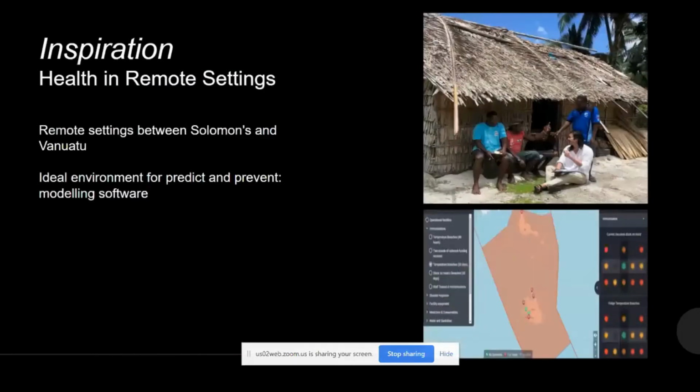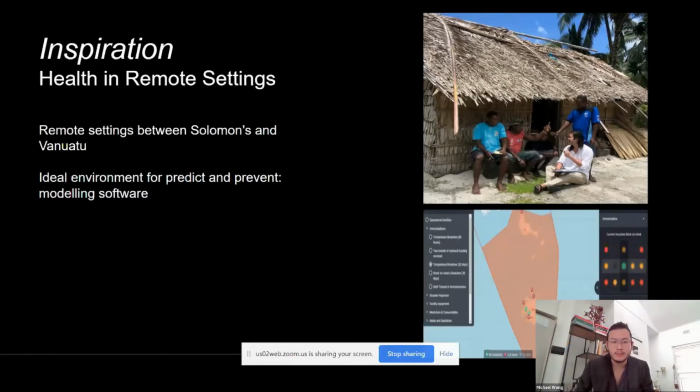So some of the inspiration that has driven a lot of this work comes from the time that I've spent in a previous capacity. I've moved to the University of Sydney from a long career with the World Health Organization, and most recently worked in remote settings in the Solomon Islands. As some of you already know, the Solomon Islands is a group of over 900 different islands in the Indo-Pacific region. Some of them are in very remote settings.